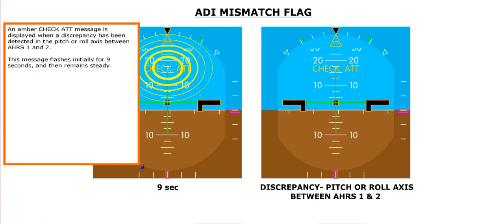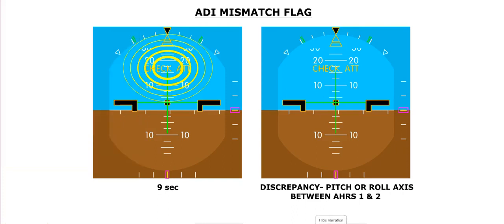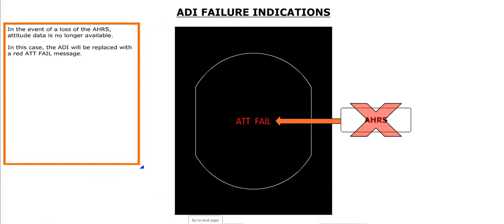An amber check attitude message is displayed when a discrepancy has been detected in the pitch or roll axis between AHRS 1 and 2. This message flashes initially for 9 seconds and then remains steady. In the event of a loss of the AHRS, attitude data is no longer available. In this case, the ADI will be replaced with a red attitude fail message.